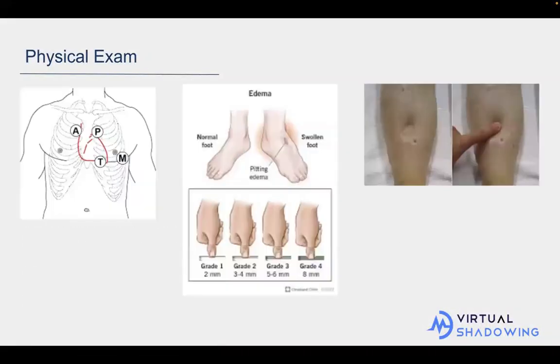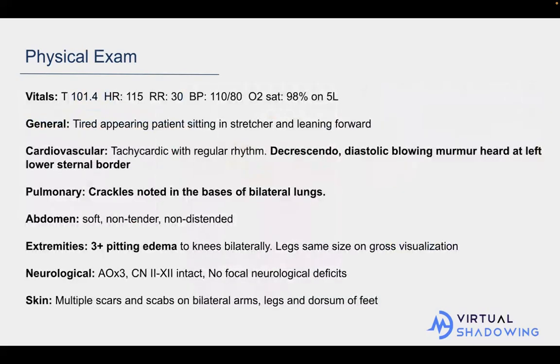We listen to his lungs and he's got some crackles noted at the bases of the lungs. The abdomen is soft and non-tender. He's got pitting edema in the legs, which I'll show you guys on the next slide. Neurologically, he's alert and oriented ×3, meaning alert to person, place, and time.